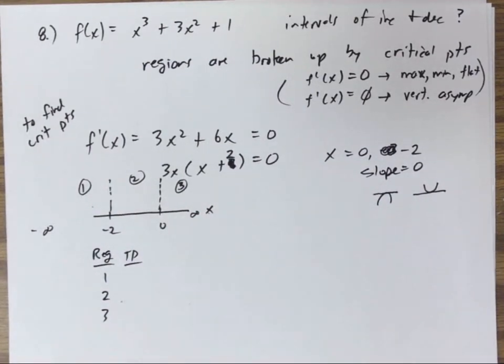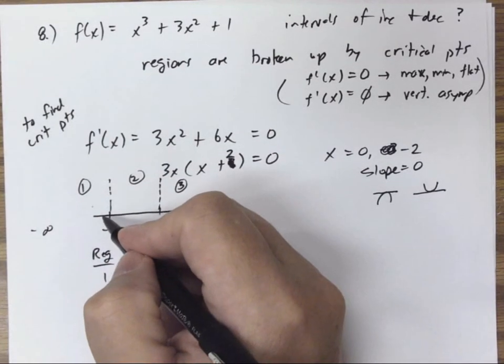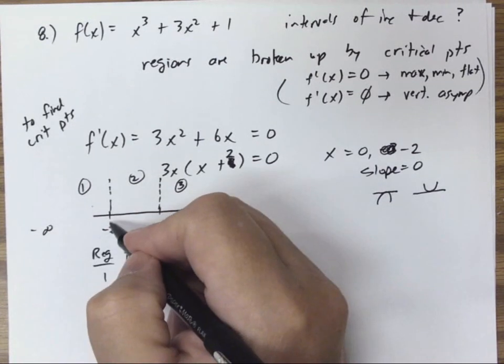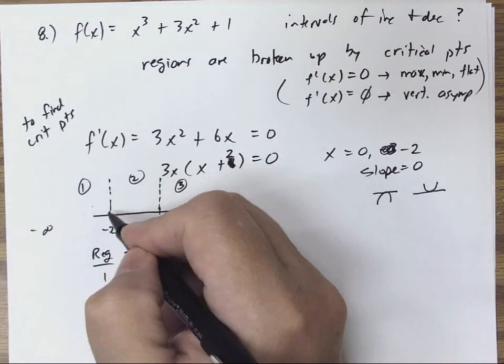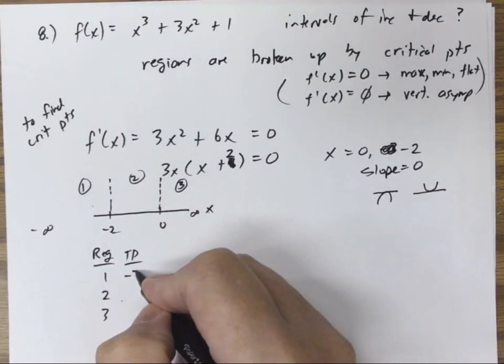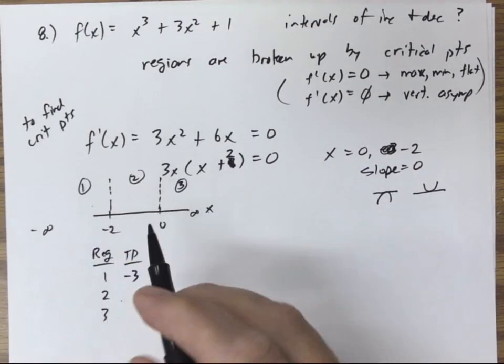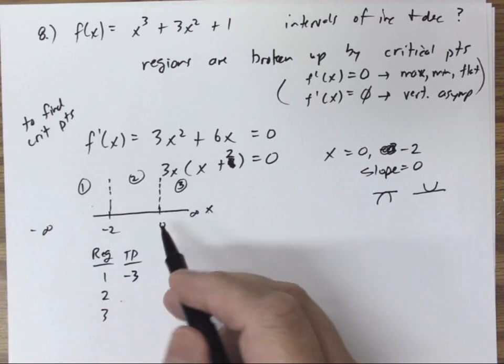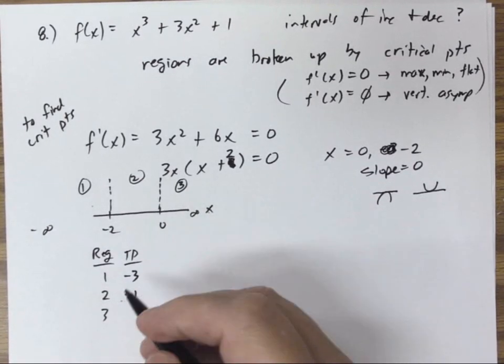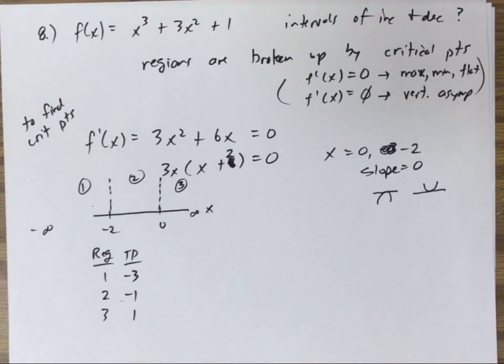test point. What I'm going to do is pick a value of x in each of the regions. So for region 1, I need to choose a number between negative infinity and -2. I don't want to choose the critical point or that border point. I want to choose something like -3. Region 2, between -2 and 0, I'll choose -1. Region 3, something greater than 0, I'll choose 1.